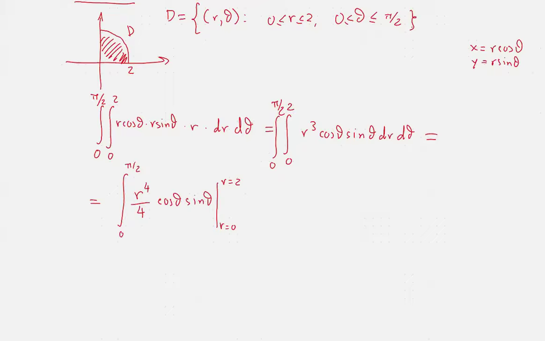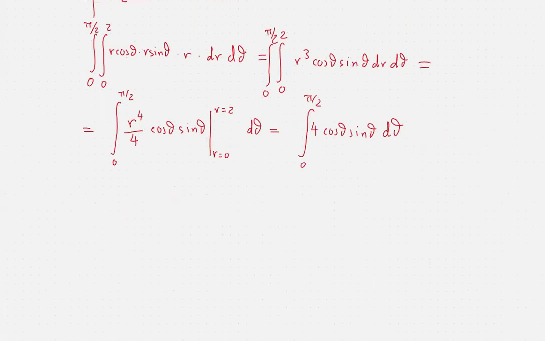And when I plug in r equals 2, I will get 16 over 4. So that gives me a 4 cosine theta sine theta, and 0 to pi over 2 d theta. Now here we will do this integral by using a substitution. So u will be sine theta. You can also use cosine theta, it doesn't matter, it's pretty much the same thing. du is equal to cosine theta d theta.